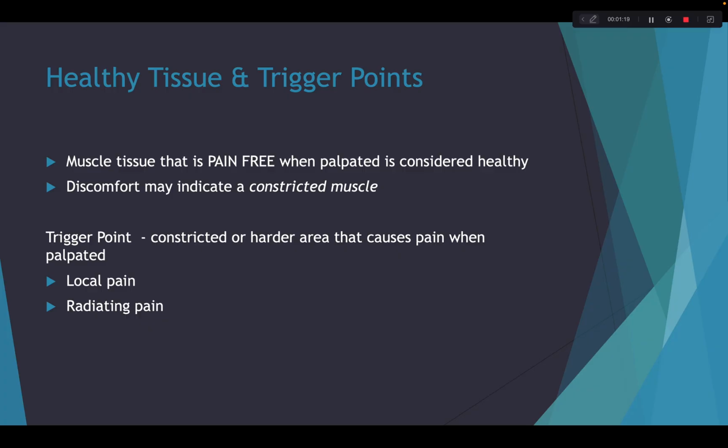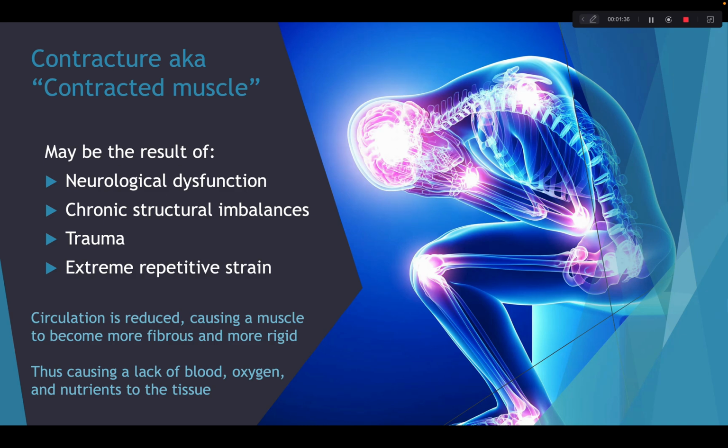Typically there's local pain, and most often there's radiating or referred pain. That is basically what a trigger point is, that localized or referred pain. A contracture, also known as a contracted muscle. So if you see contracture, it also means the muscle's contracted.